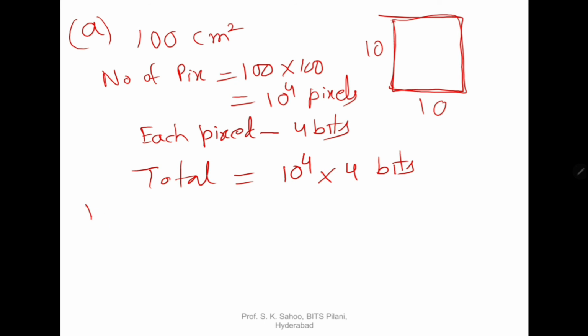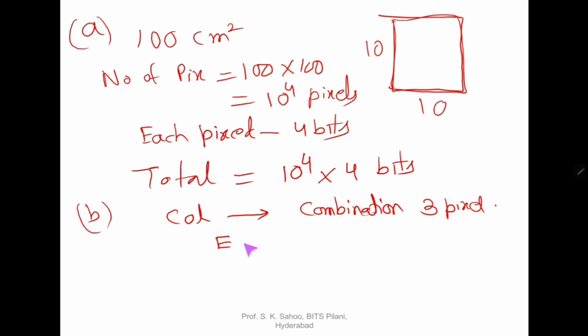Now consider the second case. The second case is a color image, and a color image means it is a combination of 3 pixels. Okay, and each pixel is here given as 8 bits. Okay, so what will be the total number of bits?